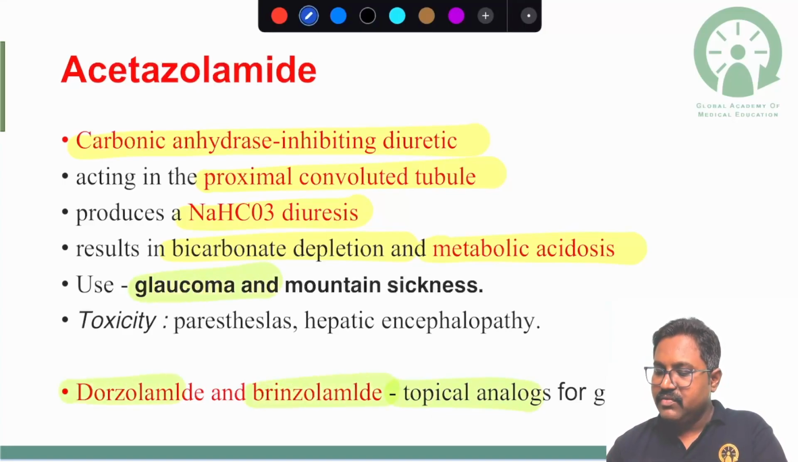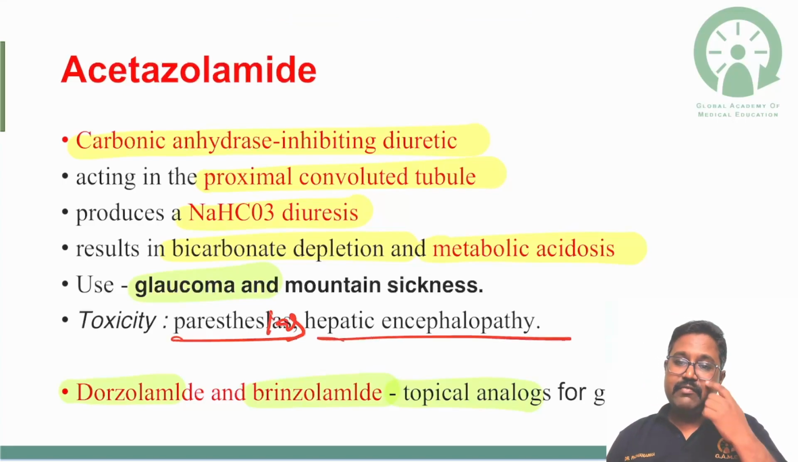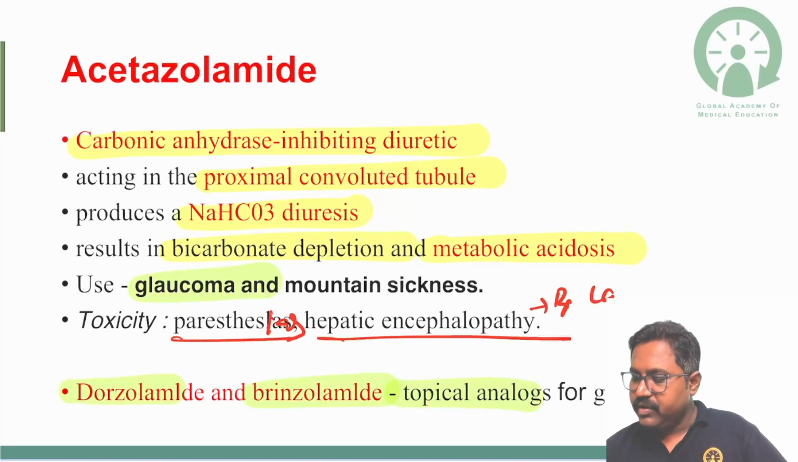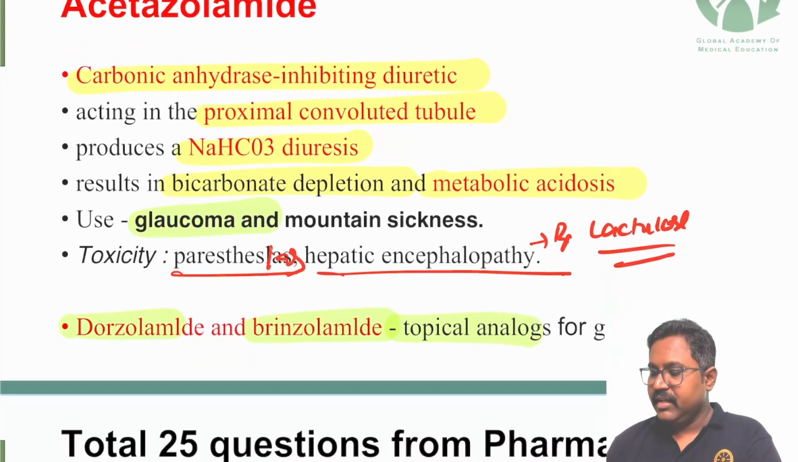So side effects with respect to the use of acetazolamide will be paresthesias and hepatic encephalopathy. So to treat hepatic encephalopathy, what you give is lactulose. Lactulose is the drug of choice in case of hepatic encephalopathy.